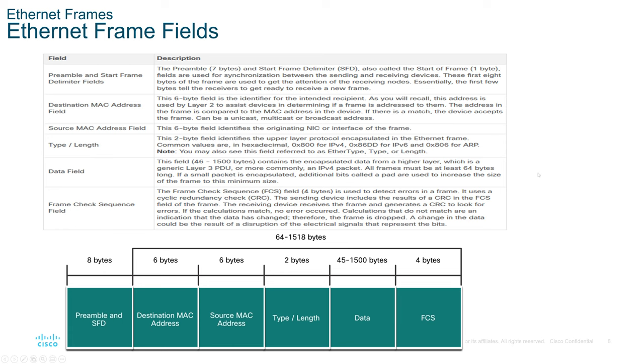So this is a brief overview of the Ethernet frame fields. We have the preamble and start frame delimiter fields, the destination MAC address field, and the source MAC address field. Then we have the type and length data field, and finally the frame check sequence. If you look at an Ethernet frame, you will have the preamble, the destination, and the source. Remember, the destination and source MAC addresses take up about 6 bytes each. Then we have the type, and the data, which is sometimes called the payload, and then the frame check sequence.